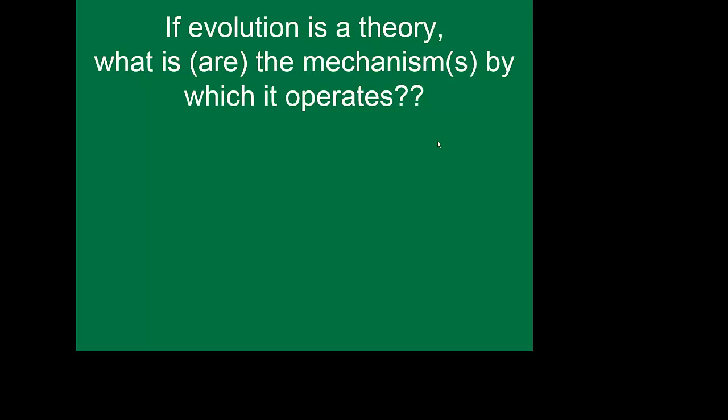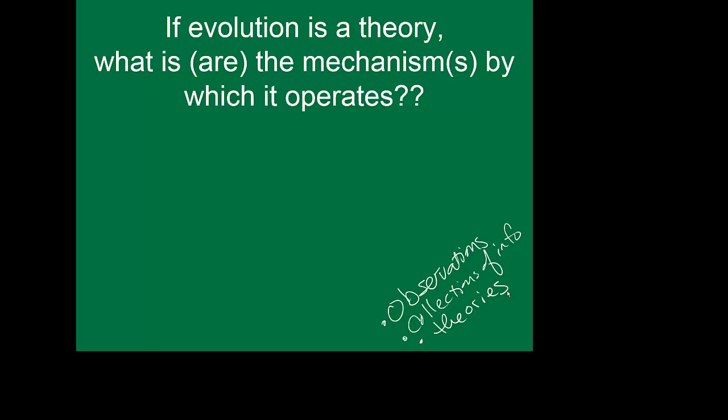So if evolution's a theory, we have to think about what that theory actually means as far as its basis. So what can you base a theory on? Well, often what we base a theory on are observations and collections of information and other theories, right?